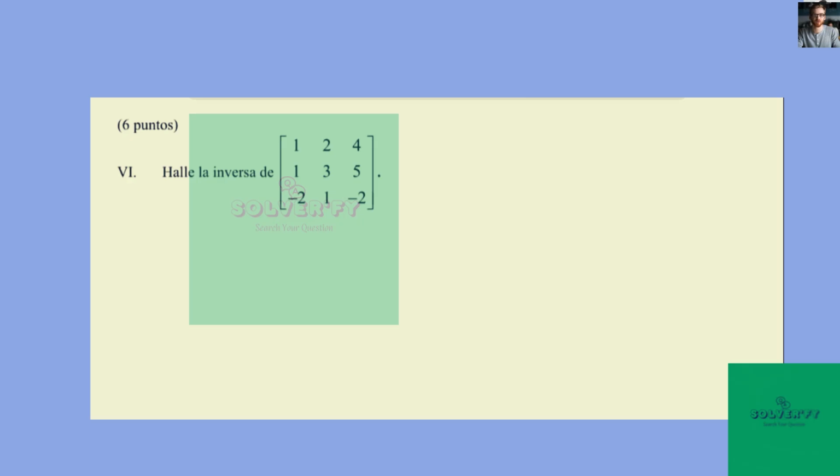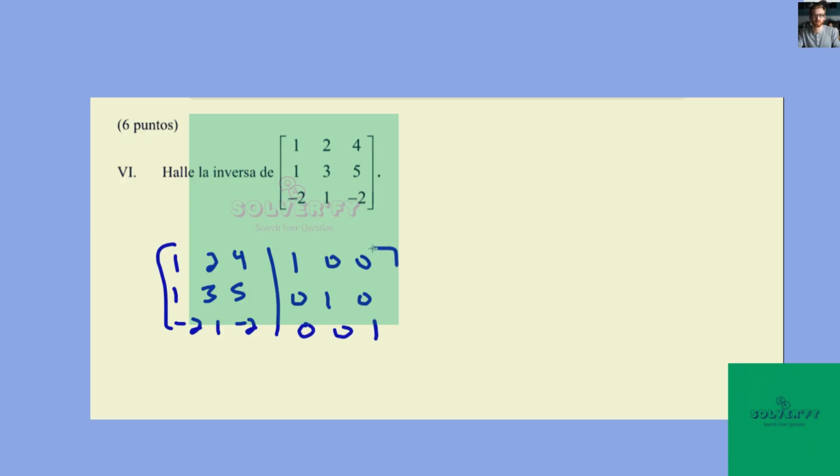One method is to first augment with the 3x3 identity, 1 0 0, 0 1 0, 0 0 1, and then we'll reduce this until we get the identity on the left. The inverse will be on the right.